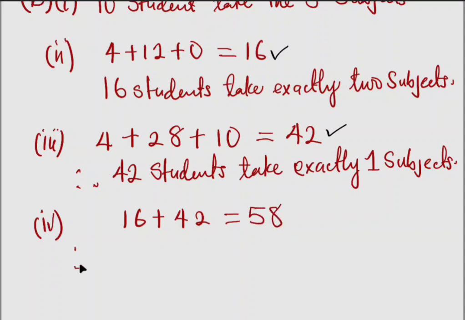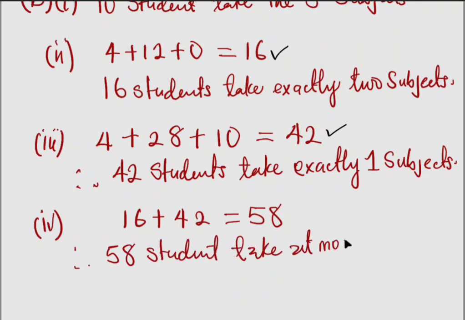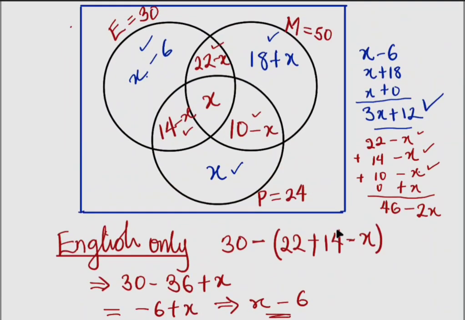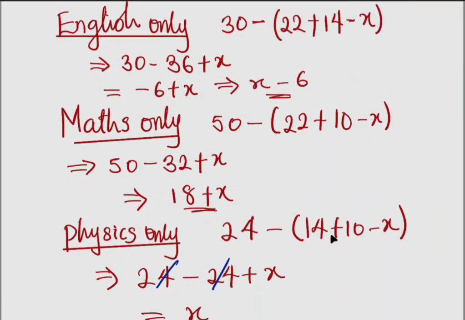So it means that therefore 58 students take at most 2 subjects. And that is the last question there, which shows that we've answered everything one after the other.